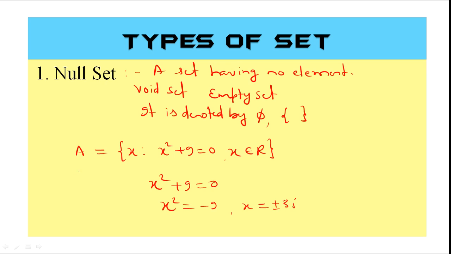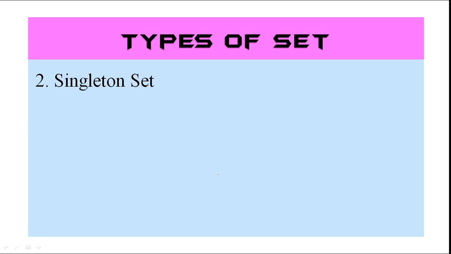So this is a null set, a void set, an empty set, having no element at all. No real number satisfies this equation, so this is a null set. Okay, is that clear? The next one is the singleton set.